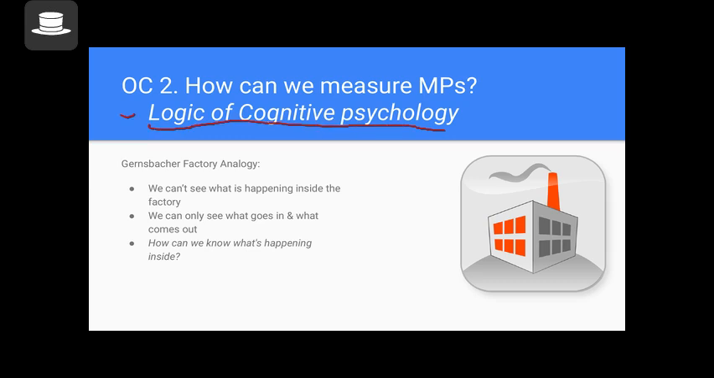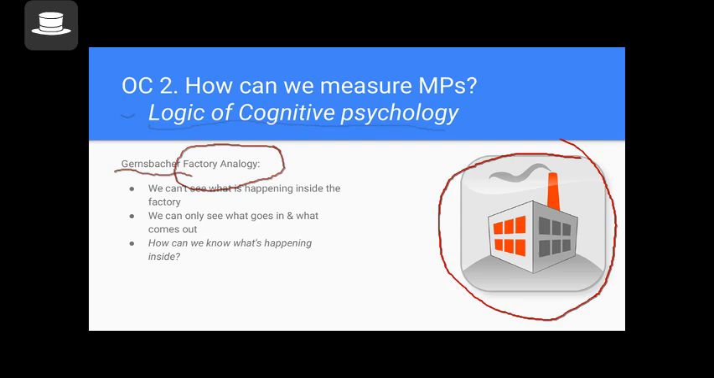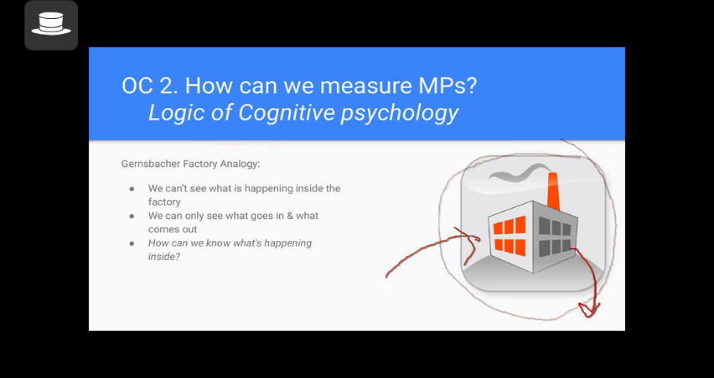So one way to look at it is this beautiful analogy given by Gernsbacher, the factory analogy. Now, according to this analogy, just imagine that there is a factory and we don't know what's happening in the factory, but we do know what goes into the factory. We also know what comes out of the factory, but we don't exactly know what happens inside the factory. Now the question is, how can we know what's happening inside?